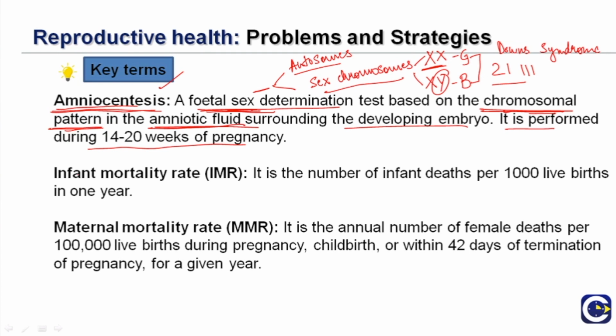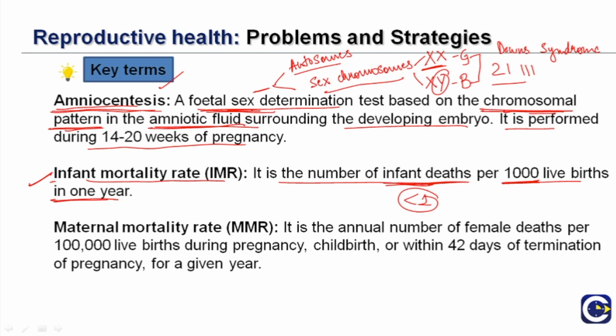So the next important term that we need to know is the infant mortality rate. Infant mortality rate is the number of infant deaths per 1,000 live births in 1 year. So the number of infants less than 1 year of age that have died per 1,000 infants that are born in 1 year will give us the infant mortality rate.